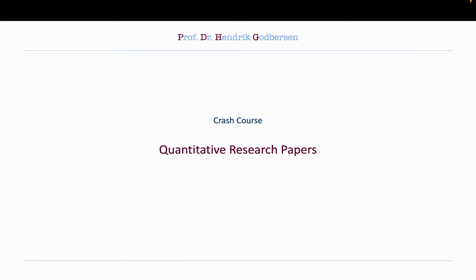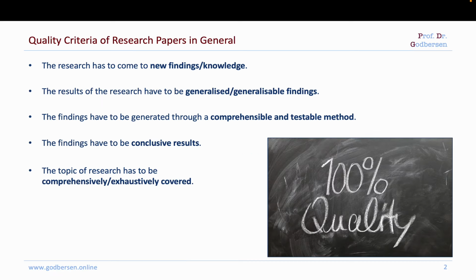what the quality criteria of research papers in general are. So what do you need to have in mind to keep the quality of your paper up? Furthermore, I will introduce you to the structure, the table of contents of a quantitative research paper. Let's go to the quality criteria first.